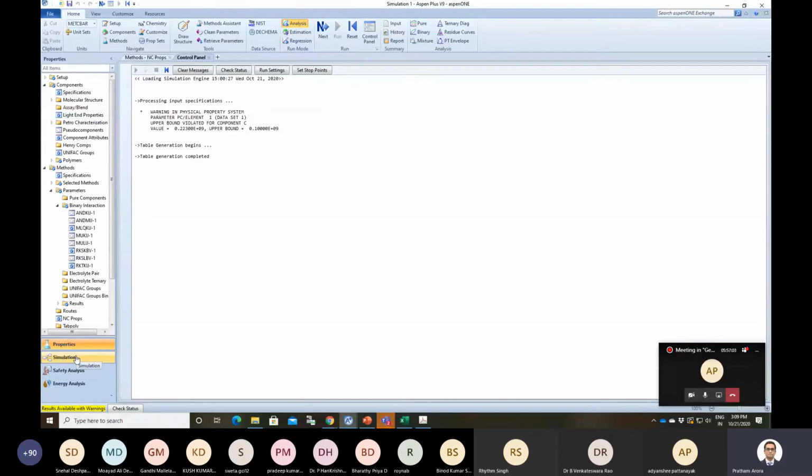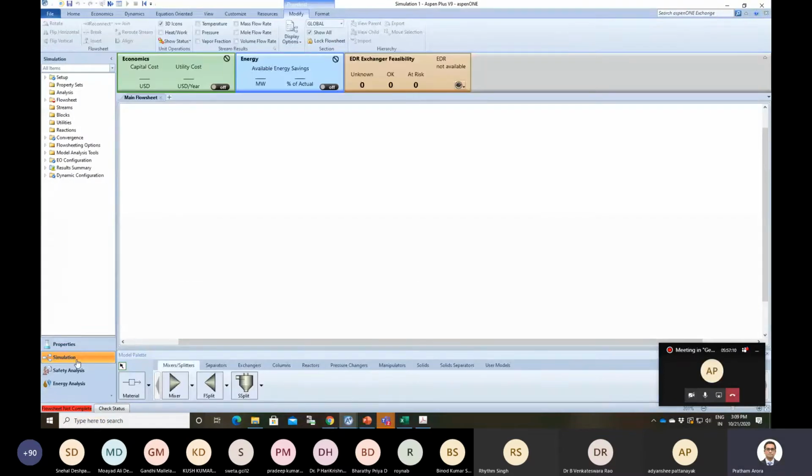Now the next step would be to go into the simulation domain. We press on the simulation thing. And we come across a window like this.